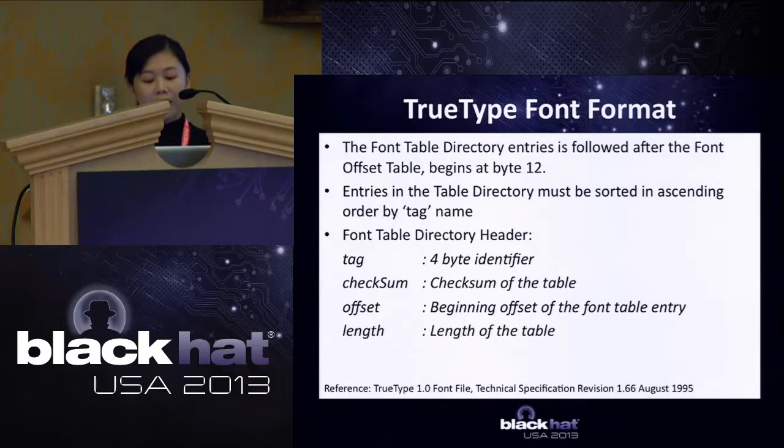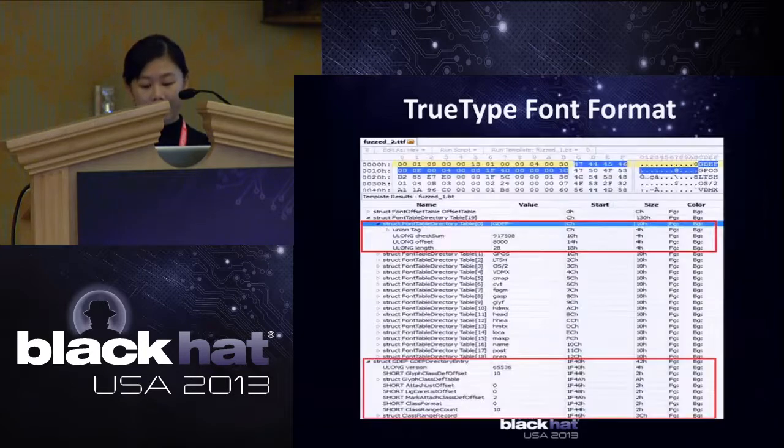The font table directory entries follow the font offset table. Each font table directory header consists of four fields: tag, checksum, offset, and finally length. And here is an example of a font table directory. As you can see, each value of the font table directory relates to a particular font payload.